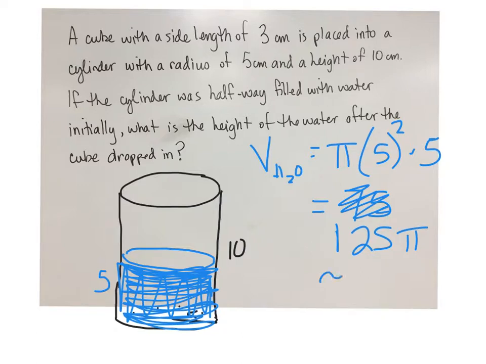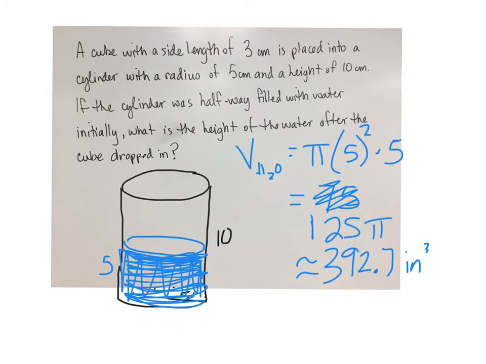Okay, which is approximately, let's approximate that just for funsies, 125 pi is approximately 392.7 cubic inches of water. So what we're going to do is take this little cube, a nice 3x3 cube, and we're going to place it into the water.